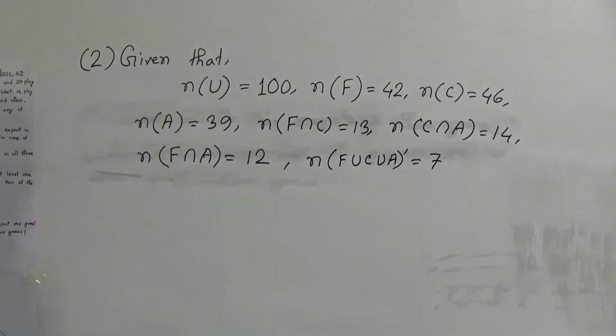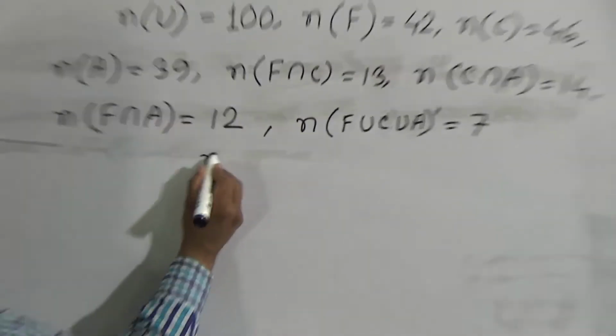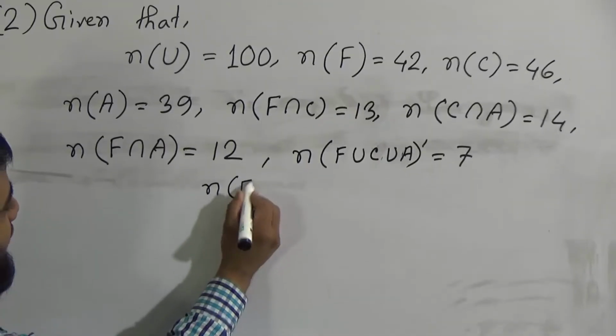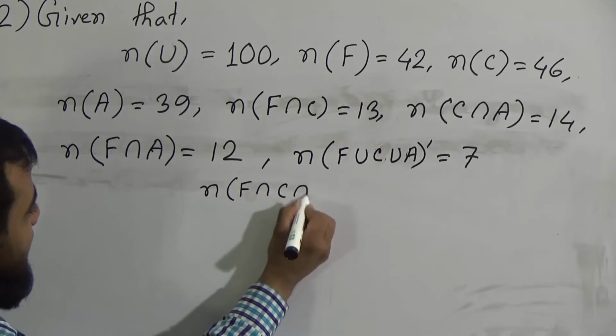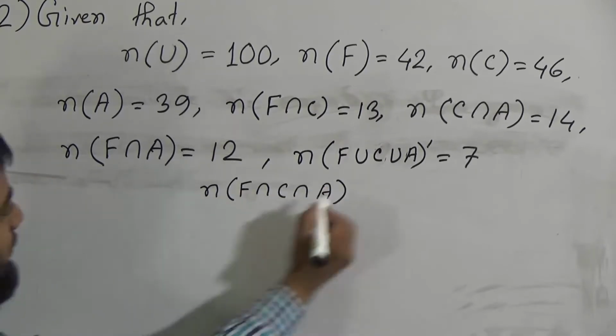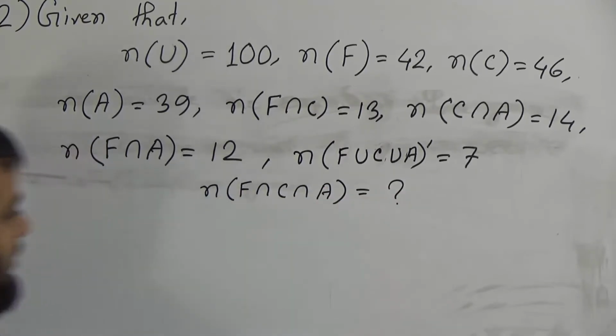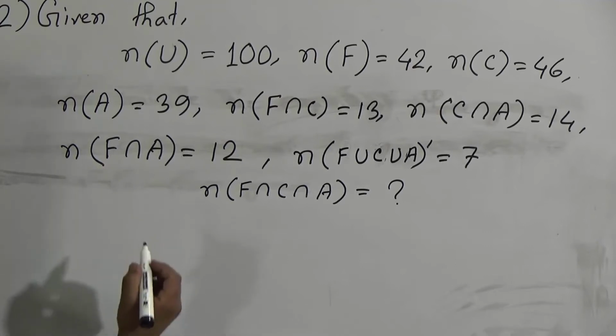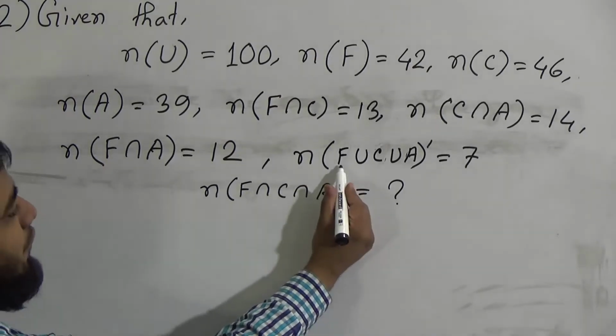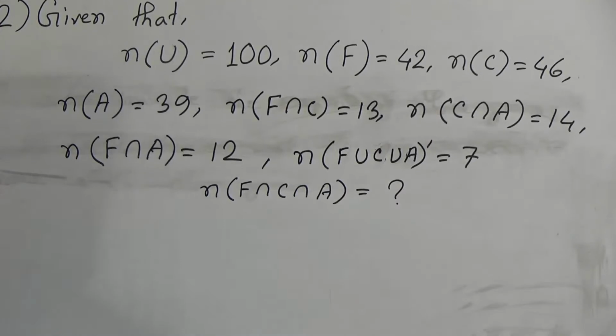Now we need to identify how many students are expert in all the 3 games. All the 3 games expert means we need to find out the number of elements of F intersection C intersection A. This one we need to identify. That's equal to what? Okay, we will identify this one. To identify this, first of all we need to identify the number of elements of F union C union A.